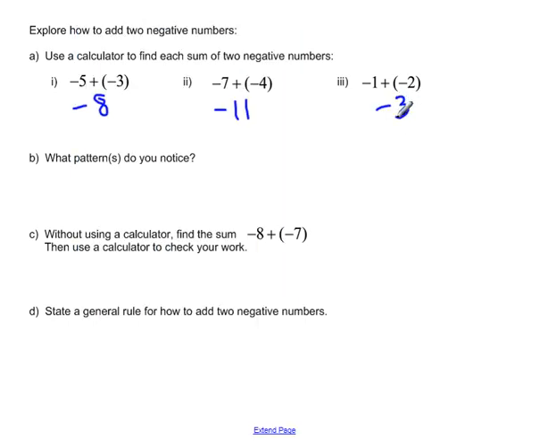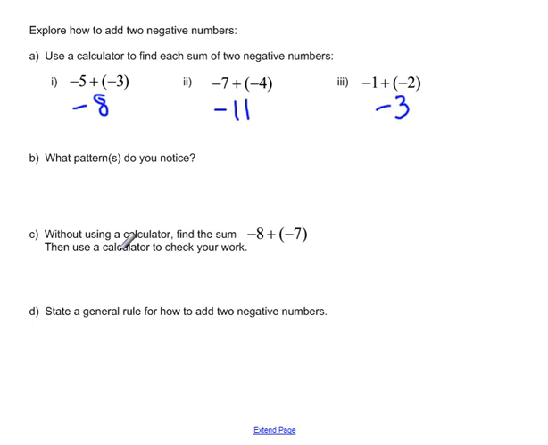Okay. So what do we notice here? Well, think about if those negatives weren't there. If it was just 5 plus 3, it would be 8. But -5 plus -3 is -8. So it looks like we're just adding the numbers and keeping the sign. Does that still work? If I just take 7 plus 4, that would be 11. -7 plus -4 is -11. Okay, what about the last one? -1 plus -2. Well, 1 plus 2 is 3. -1 plus -2 is -3.